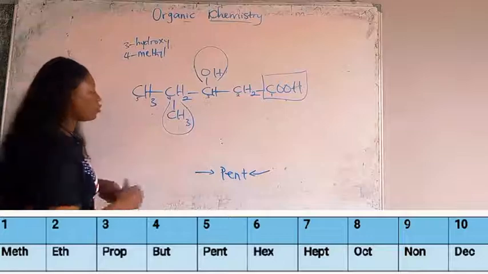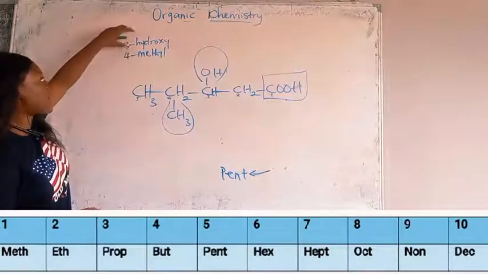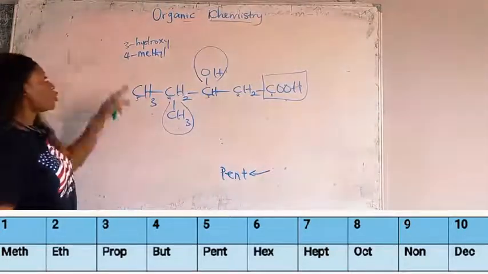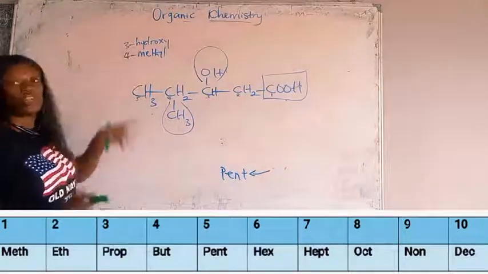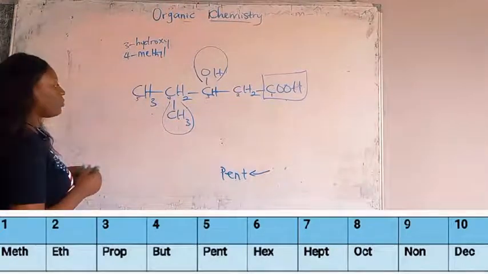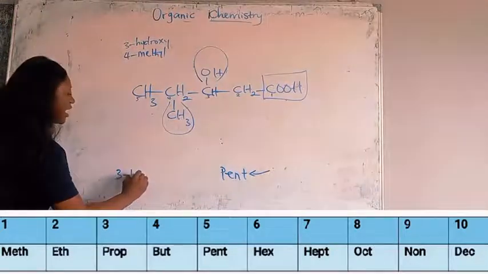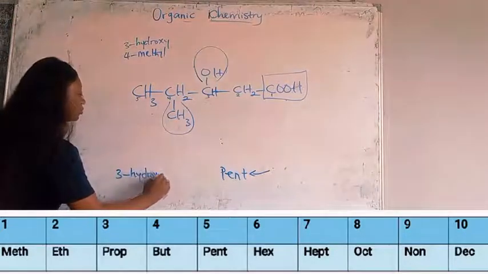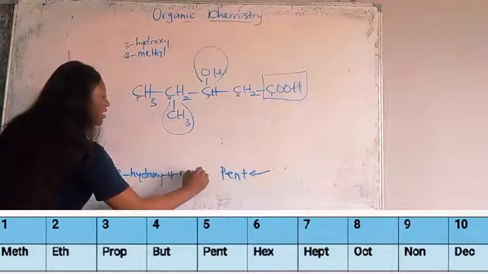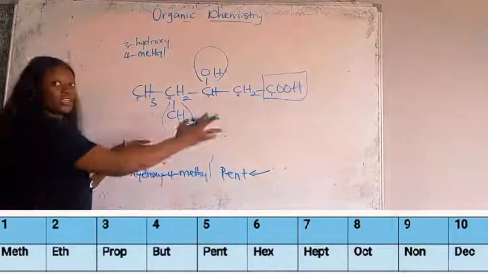So this compound will now be named as follows. We have a methyl, we have a hydroxy. The naming will be done alphabetically. So H and M, which comes first? I bet you will say H comes first. So this compound will be named as 3-hydroxy, and the next one is 4-methyl. So we have only gotten the prefix and the root word.